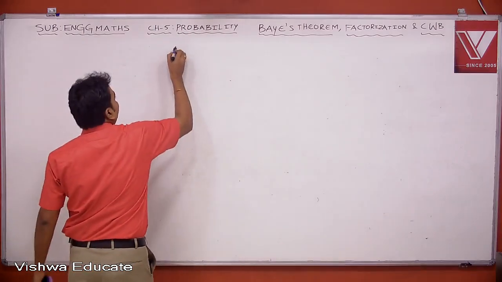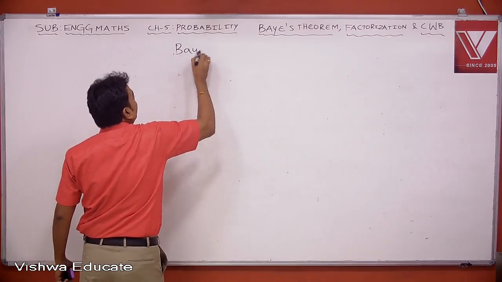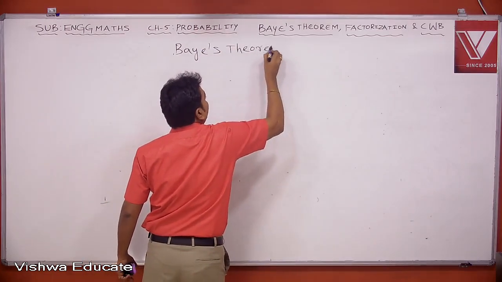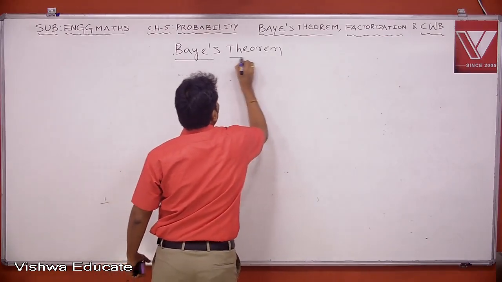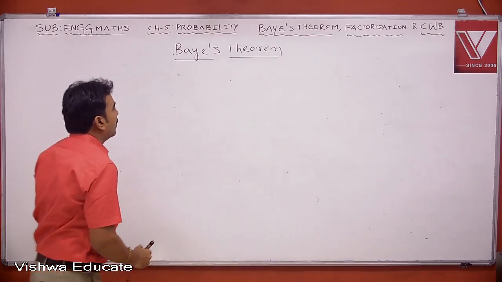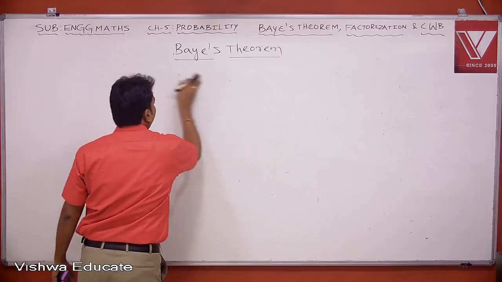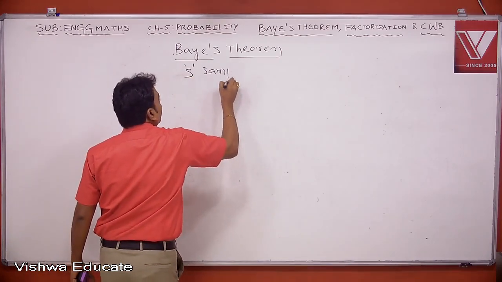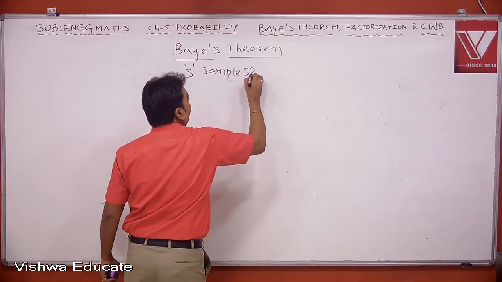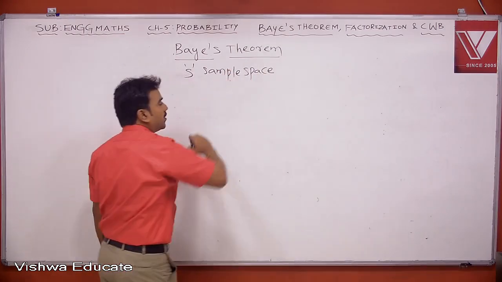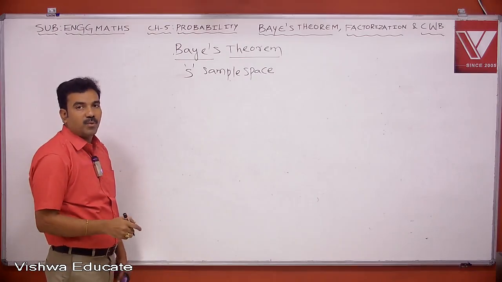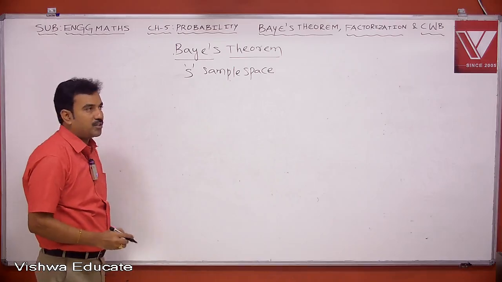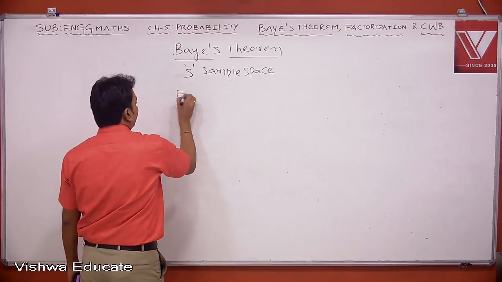Next one is Bayes theorem. Very, very important theorem, Bayes theorem. Suppose we have a sample space S. Sample space is nothing but the set of all possible outcomes of an experiment. So all results of an experiment are stored in the form of a set S, that we call the sample space.